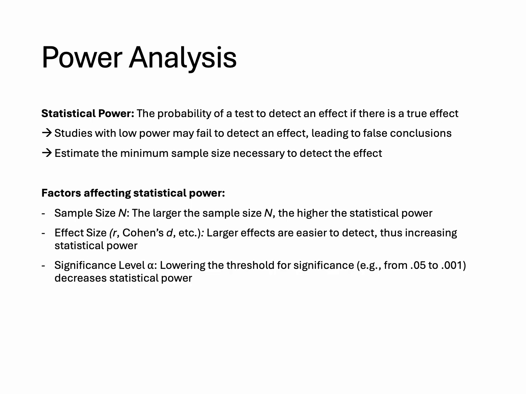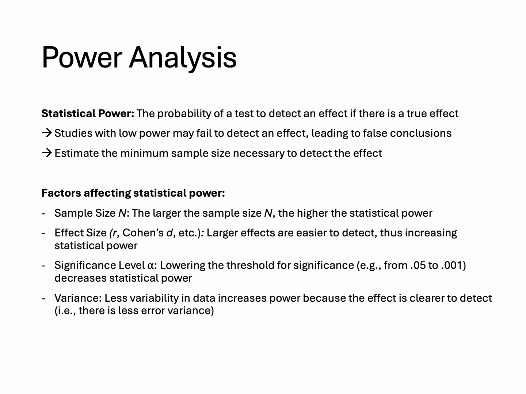Third, the significance level, or the alpha level, which is commonly 0.05 in psychology, also plays a role. If we actually decrease the significance level, so for example from 0.05 to 0.001, which some researchers have argued we should do, the statistical power of our test actually goes down. And then at last, the variance in the effect size or in the data distribution also matters. If there is more variance, then statistical power actually suffers.